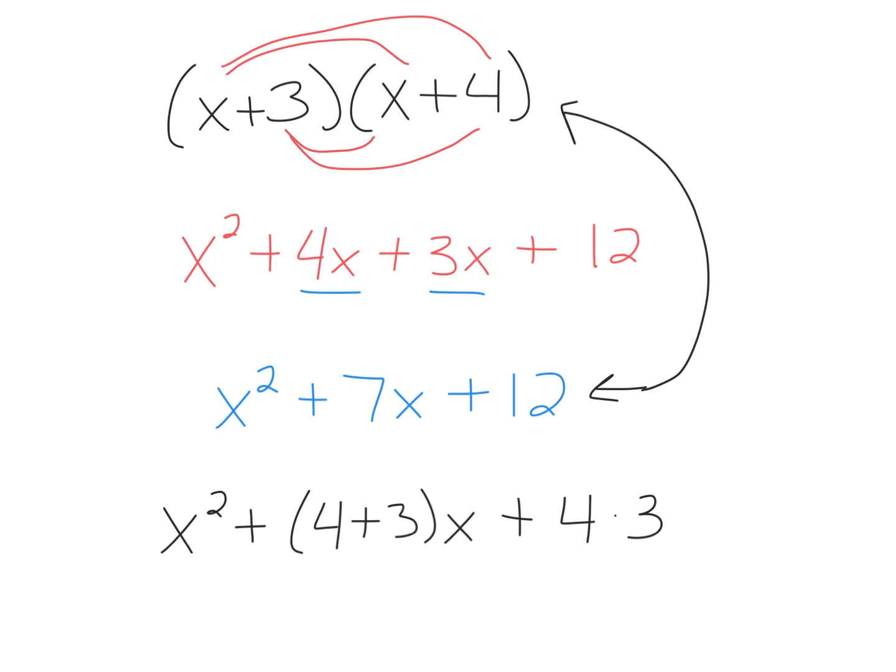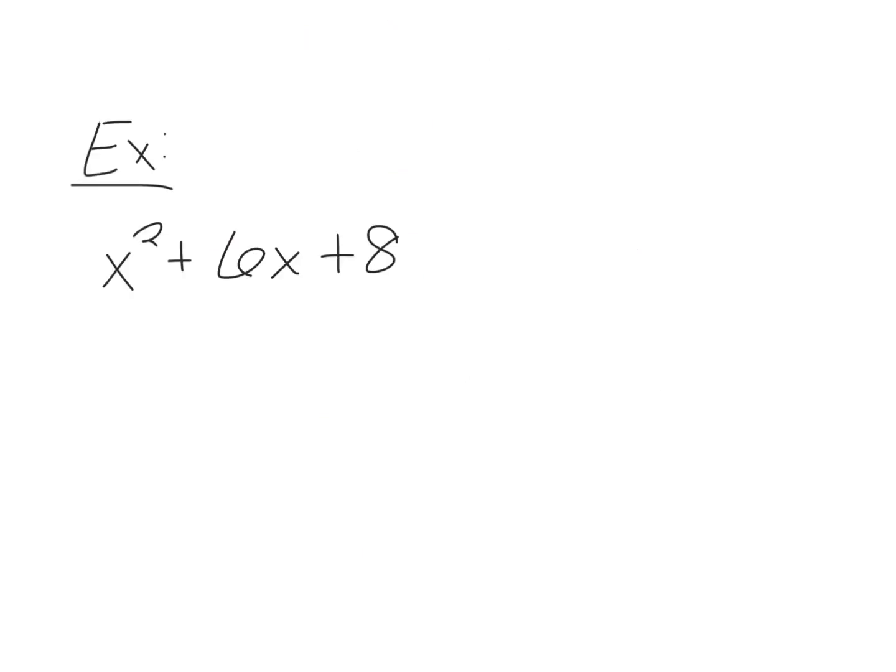Okay, so let's just go right into an example. Okay, if I have x squared plus 6x plus 8, what do I want my numbers to add up to? I want to add up to 6, so I'm just going to put a little addition sign above there for now. I want to add up to 6. What do I want to multiply to? I want to multiply to get 8. Okay, so we're adding to get 6, multiplying to get 8. What are those two numbers?